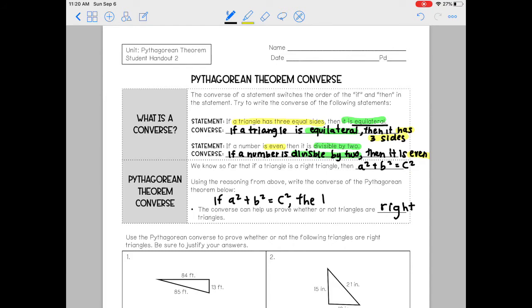then the triangle is a right triangle. I'm running out of space. So our first statement was if a triangle is a right triangle, then a squared plus b squared is c squared. So our converse is if a squared plus b squared equals c squared, then the triangle is a right triangle.